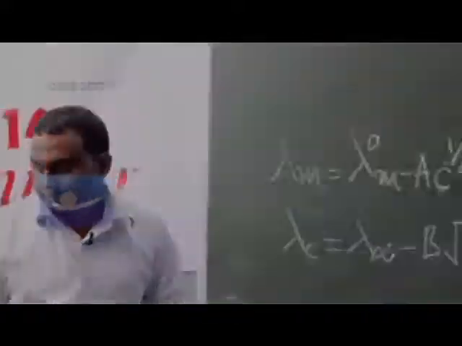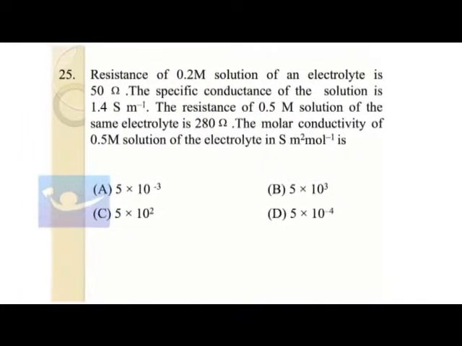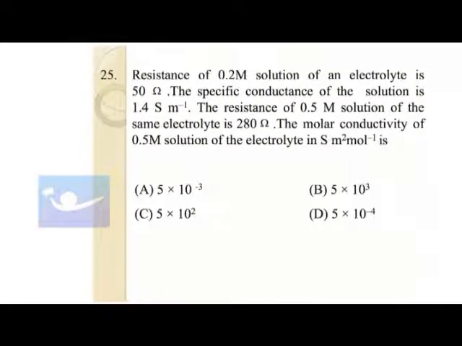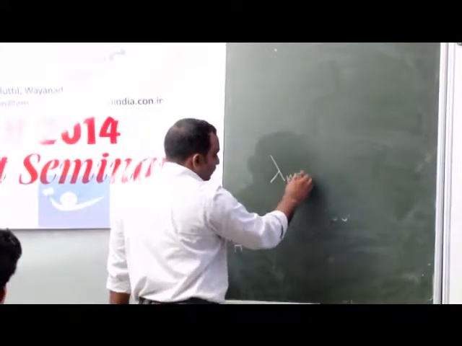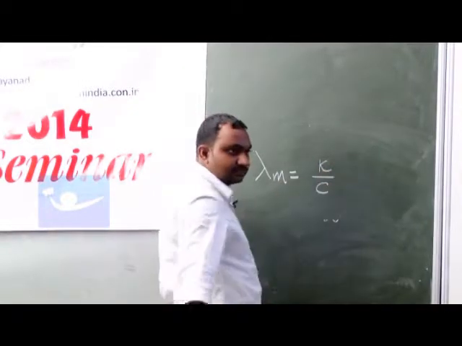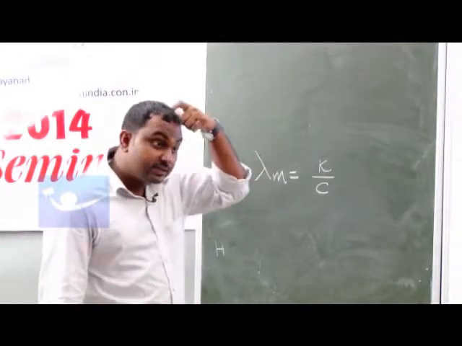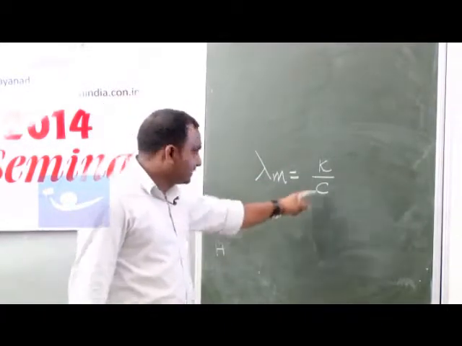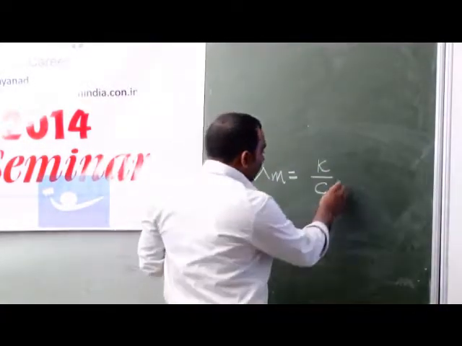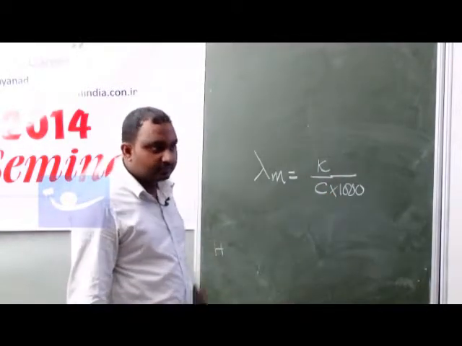Is that all right? Resistance of 2 molar solution. How do you find out the molar conductance, molar conductivity? Molar conductivity is equal to kappa by C. Kappa, this is a Greek letter, okay, is what we call specific conductance or conductivity. And this C, here the question is you have to find out in meter per mole. So you have to multiply C by 1000.